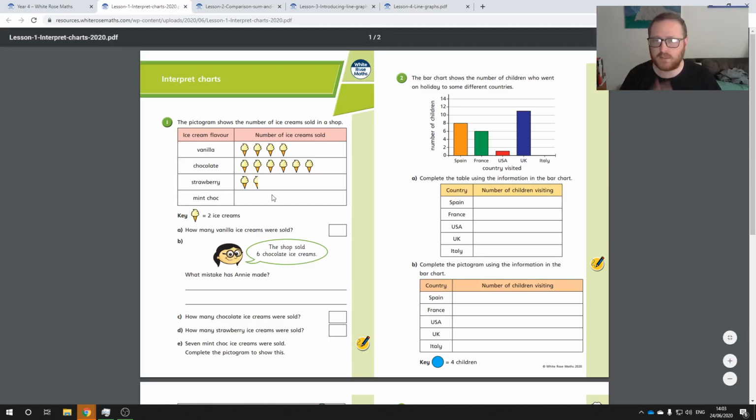The last part of this is to draw your own. It says 7 mint choc ice creams were sold. Can you draw ice cream cones that represent the number 7?